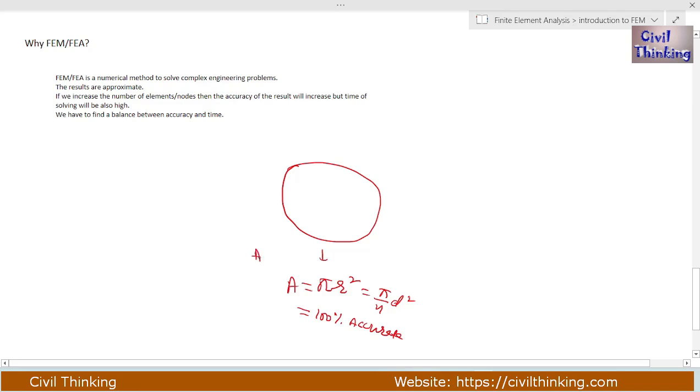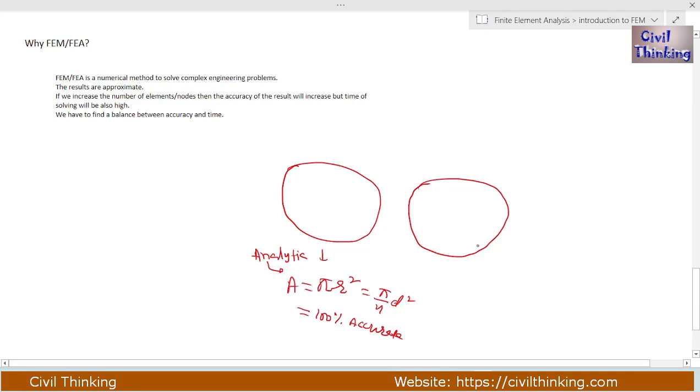But this is what? This is an analytical method, right? Because this is an equation, this is an analytical method. Now let us see how we will find the area, for example, using FEM.